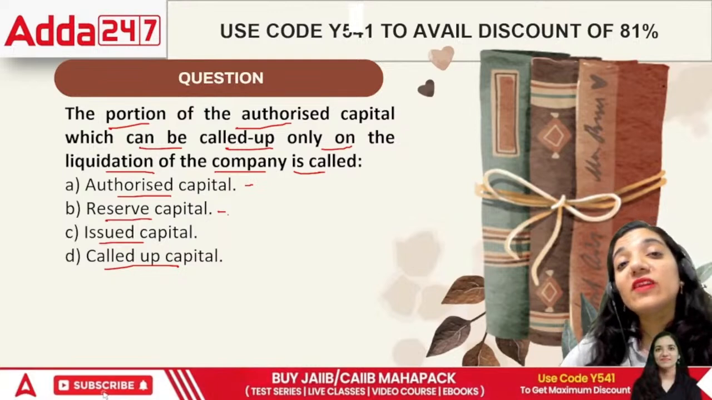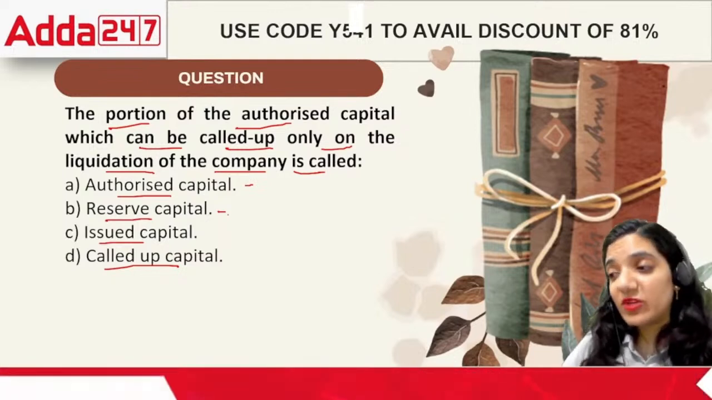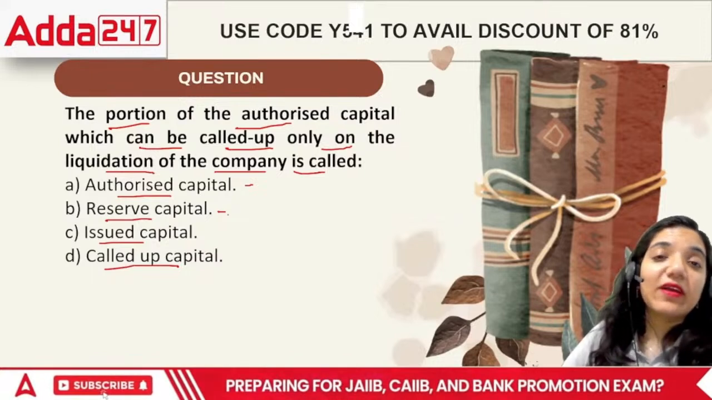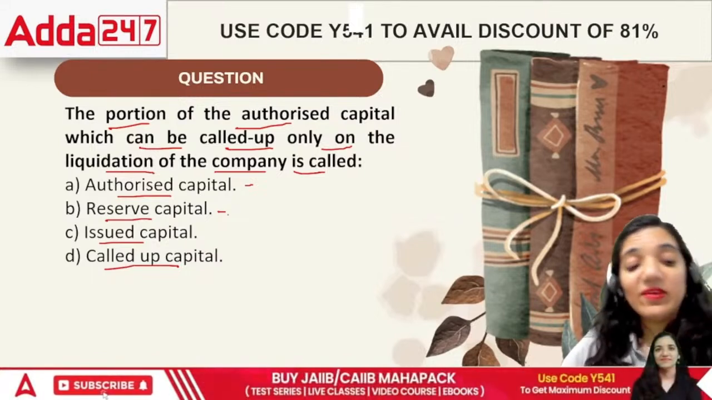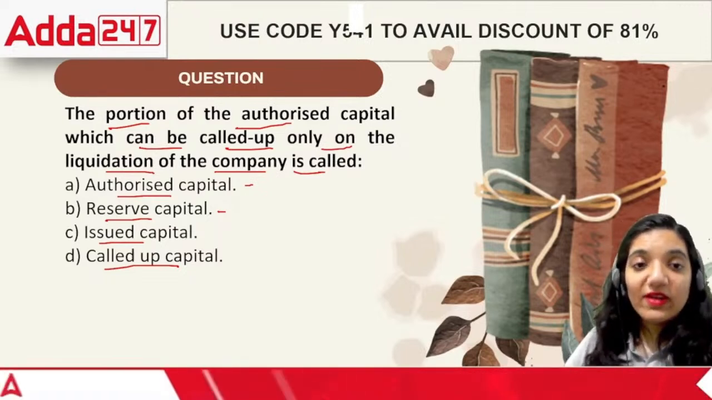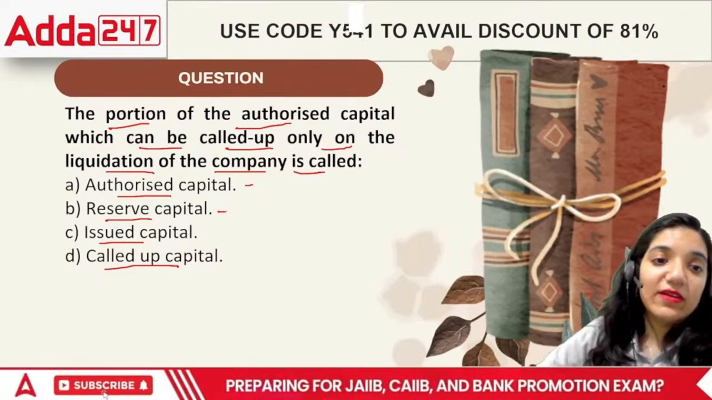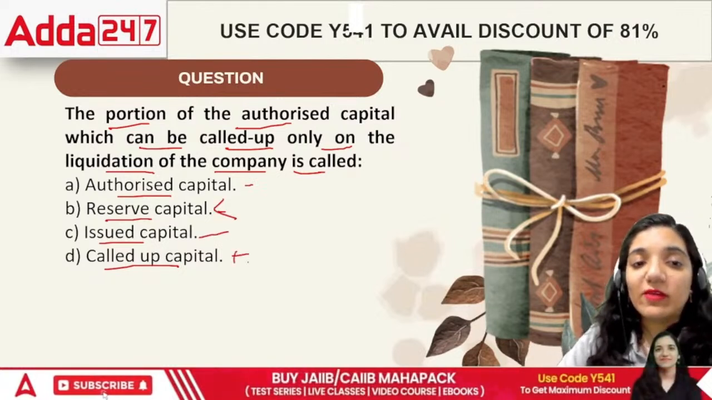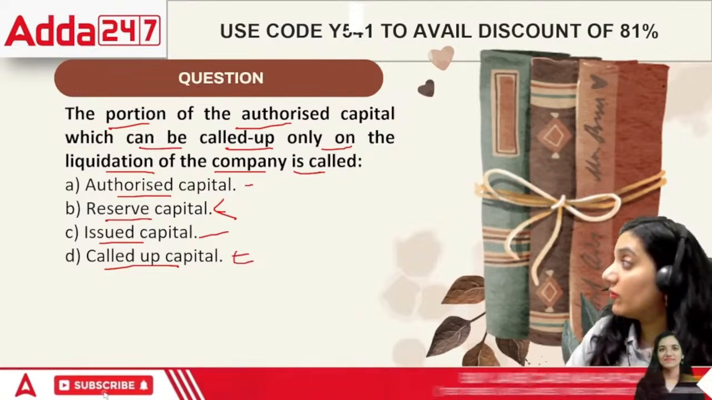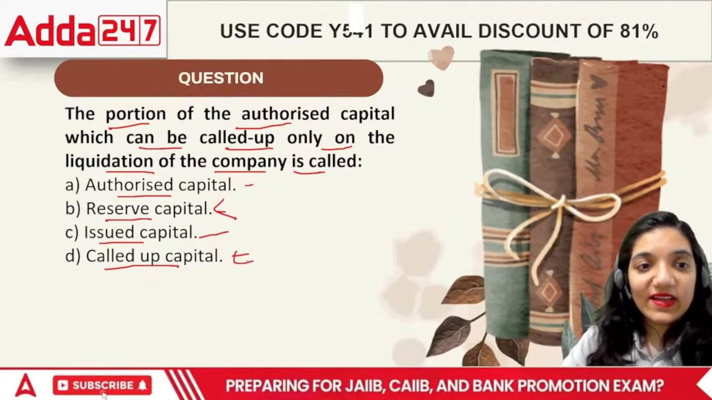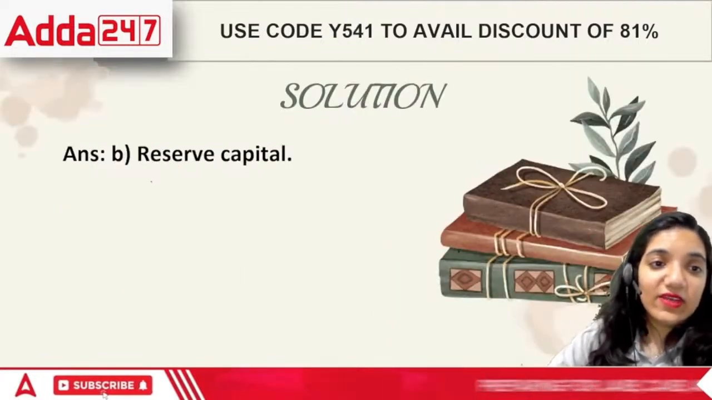In this case, the companies also keep the last bit of shareholders' money, and in case we won't be able to receive the money, then these people are the hope for the organization. That means when the organization is supposed to pay someone, they will pay through the reserve capital. Issued means the one which is issued to the public, and called up is the amount that we have called from the public itself, right? So in this case, the correct answer would be reserve capital.